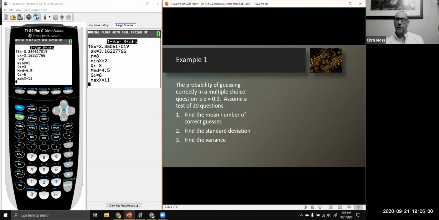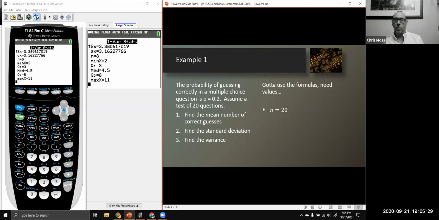Probability of guessing correctly in a multiple choice question is p equals 0.2. And we're going to take a test of 20 questions, and we're going to guess randomly on all those 20 questions. A little bit unrealistic, but it'll get the point across. We're going to find the mean number of correct guesses, the standard deviation for the number of correct guesses, and the variance for the number of correct guesses. Got to use those formulas, and we're going to need those values.